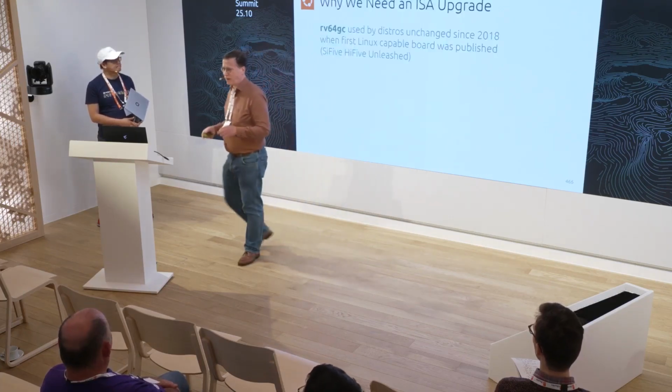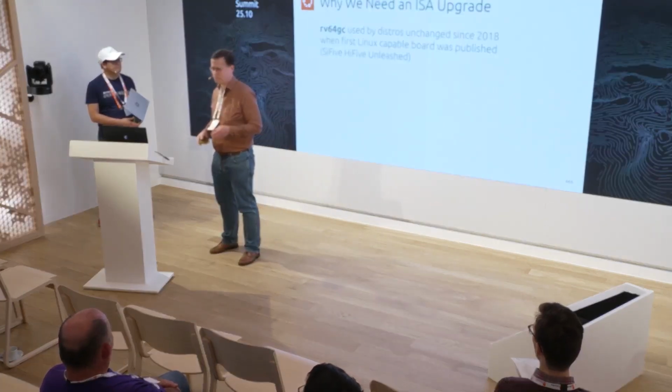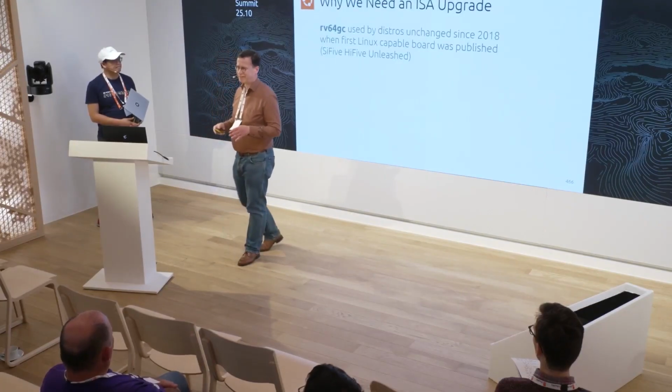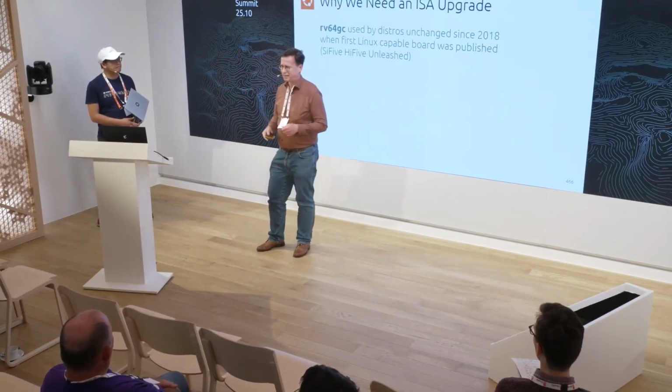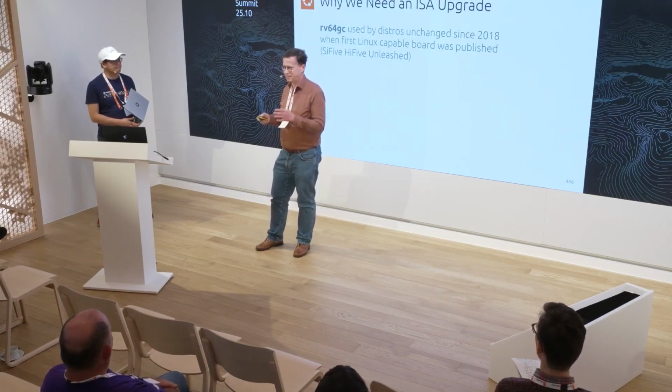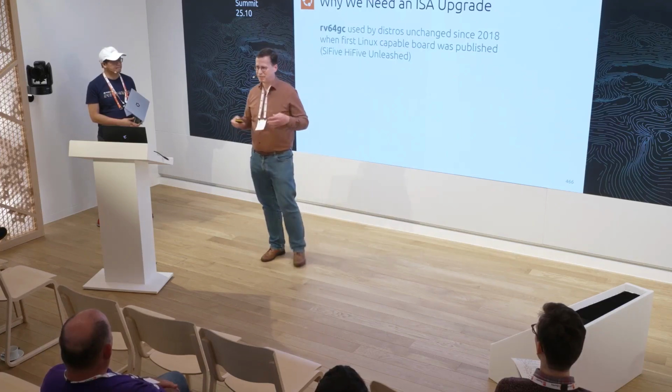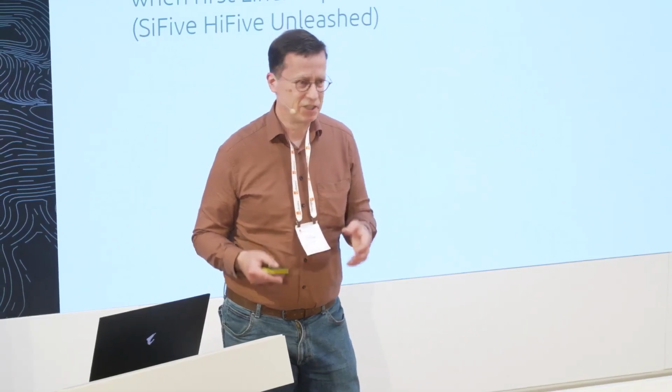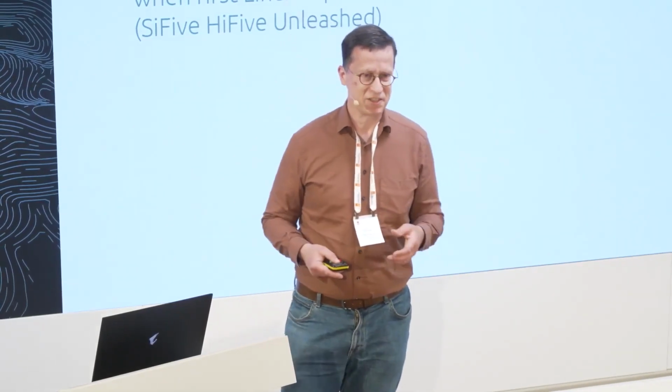So why did we need an ISA upgrade? In 2010, at Berkeley, RISC-V started as a university project, and it was enough to show that you can build a microcontroller with it. And in 2018, there was the first board that was really able to be ported to Linux, and it had just the essential instruction set that's needed for it, like integer instructions, floating point, and that's it.